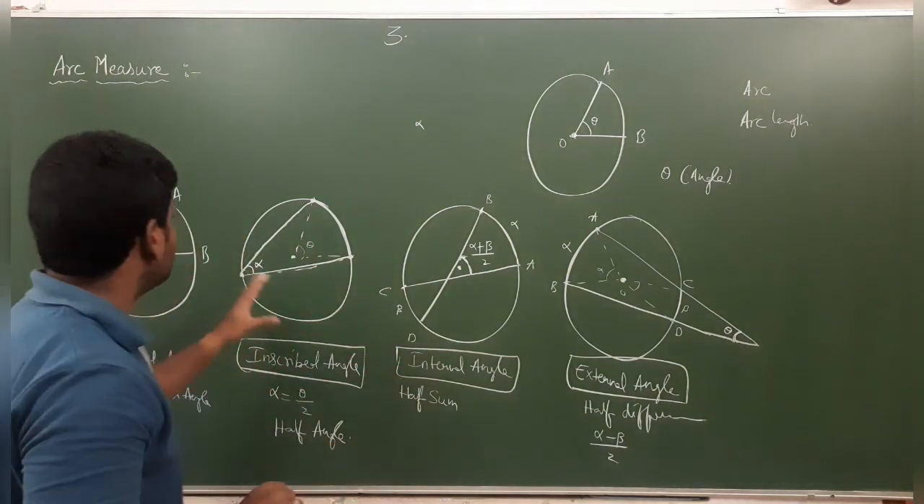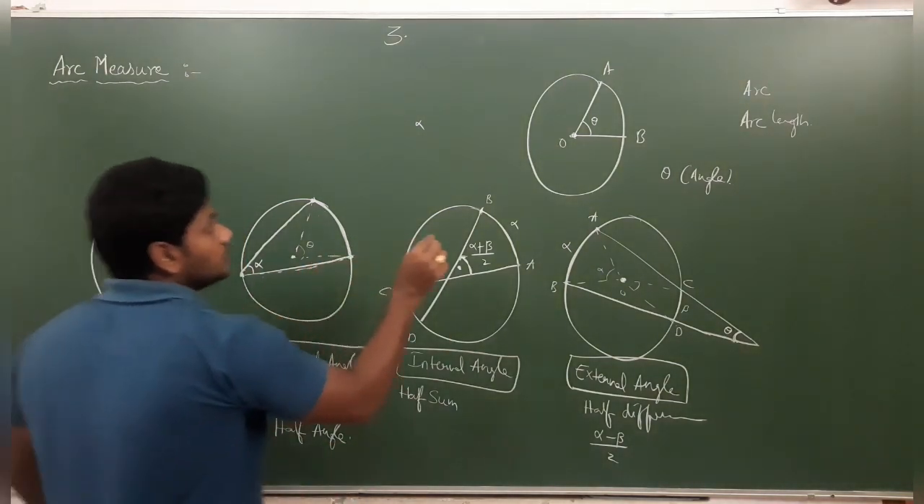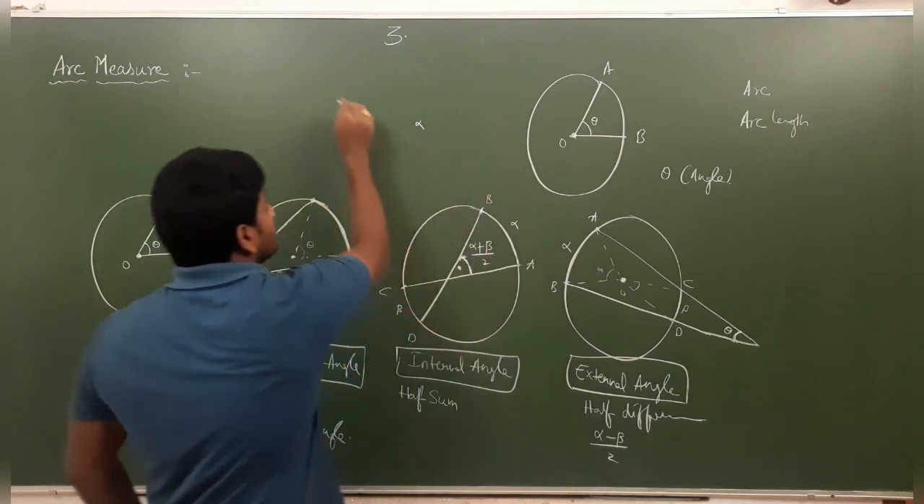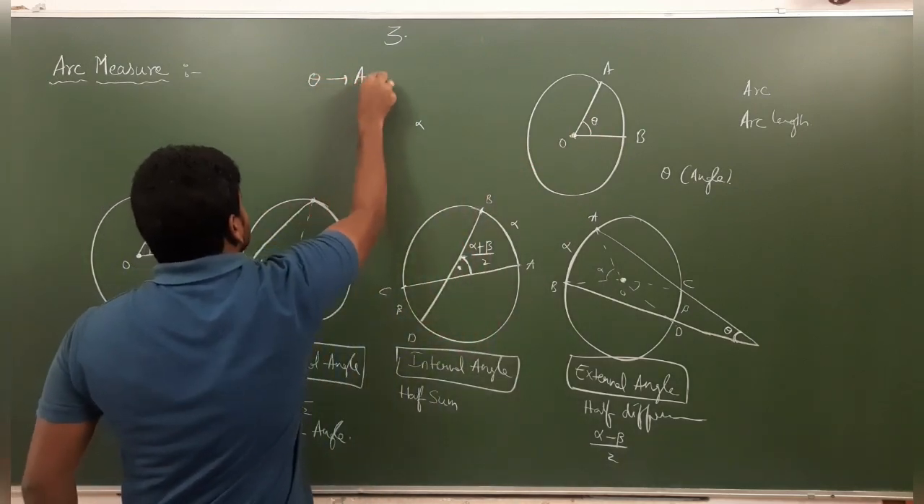So these are the 4 different types of angles. Remember again, theta is nothing but arc measure. Theta means arc measure.